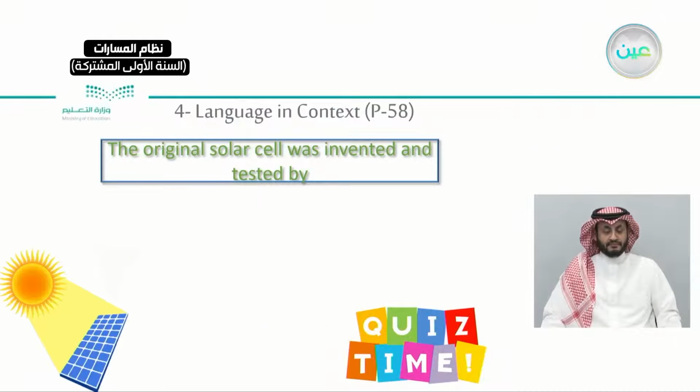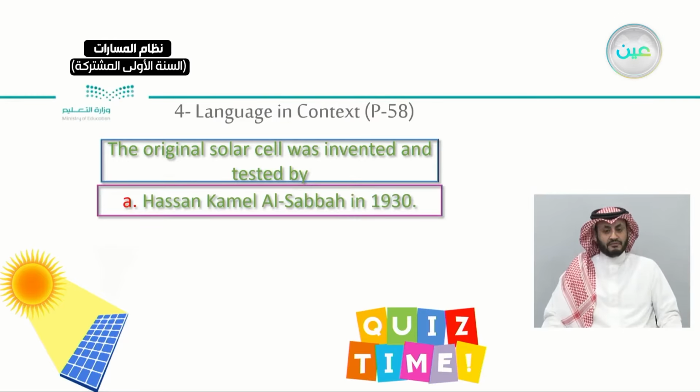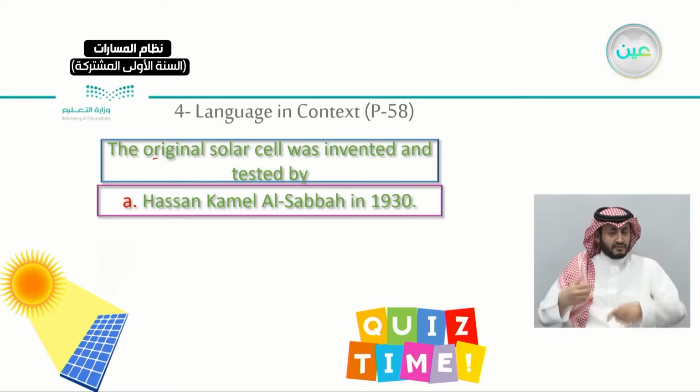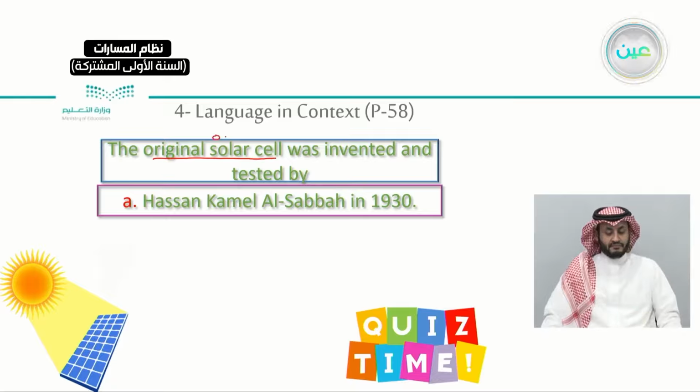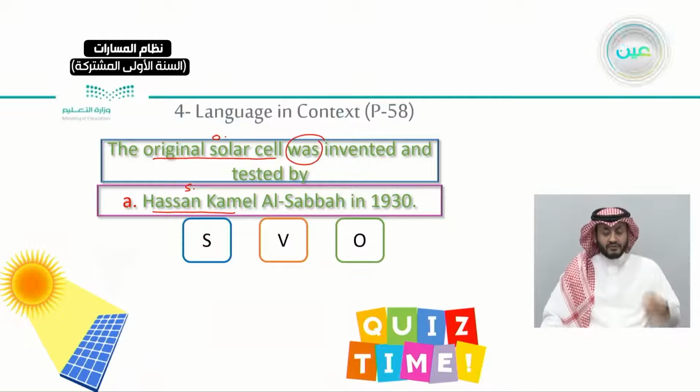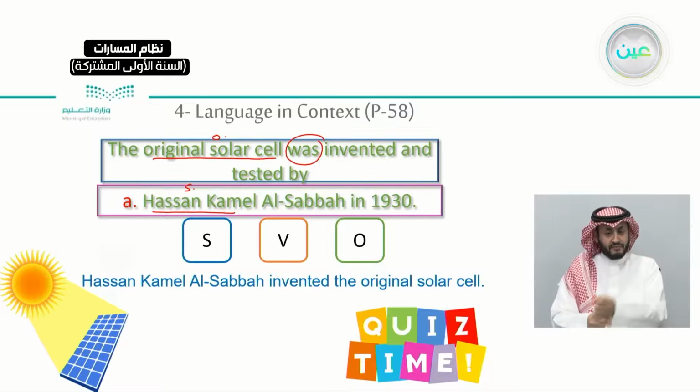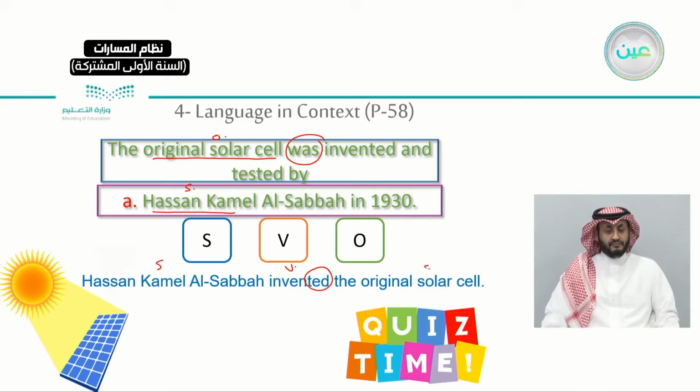One more. The original solar cell was invented and tested by whom? Who made it? In the past, by Hassan Kamil al-Sabbah in 1930. What did he do? He came up with the original solar cell. So this is the object, and he did the action. He is the subject. Notice, "was" for the past. So let's use the subject, verb, object order. Hassan Kamil al-Sabbah invented and tested the original solar cell. Subject, verb, notice the "ed", and this is the object.